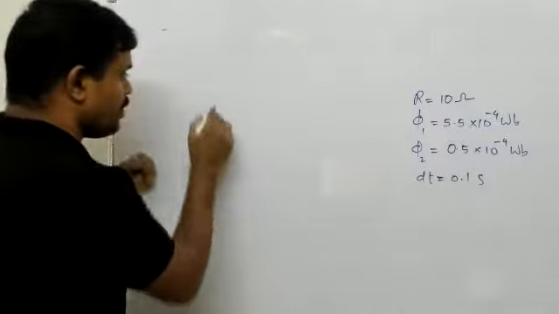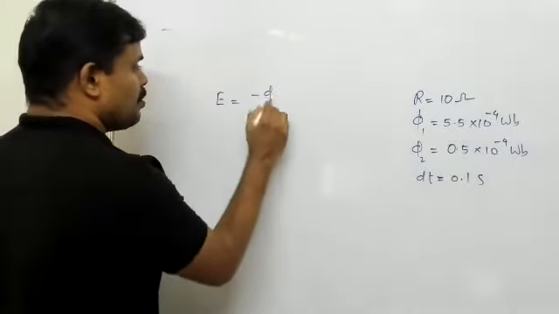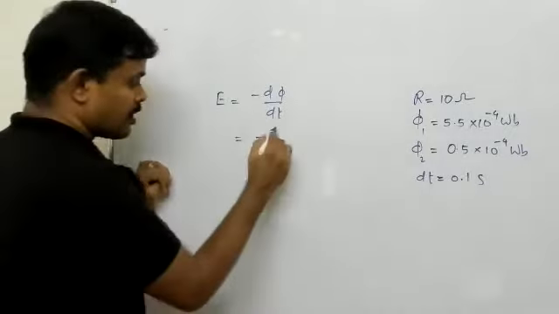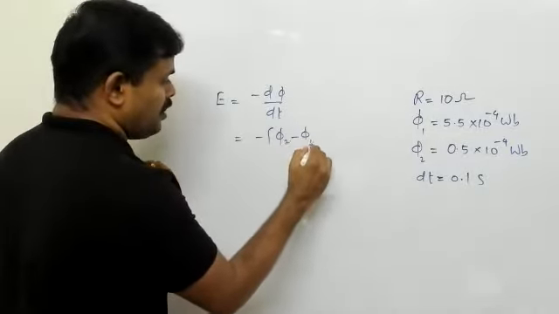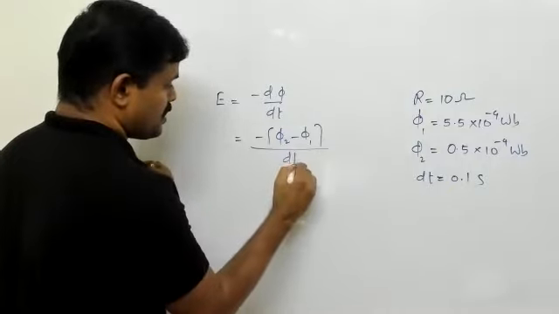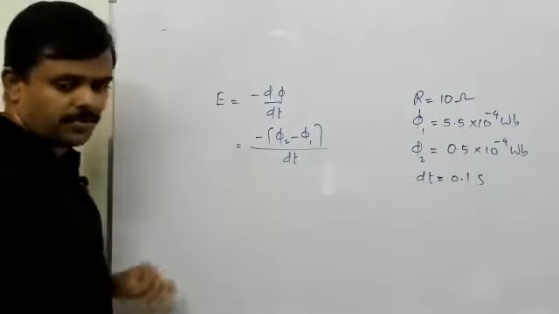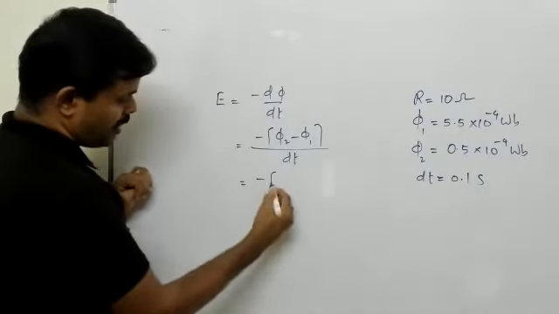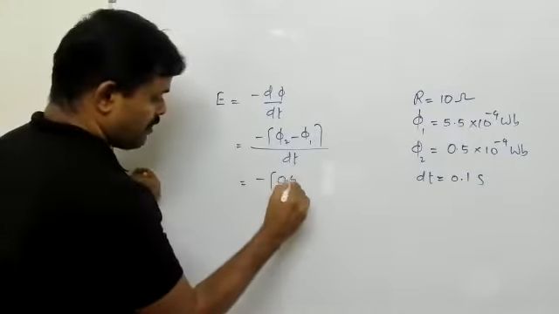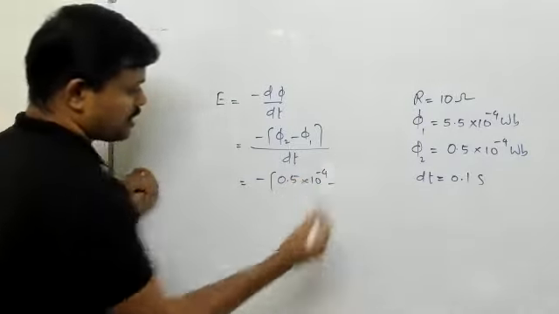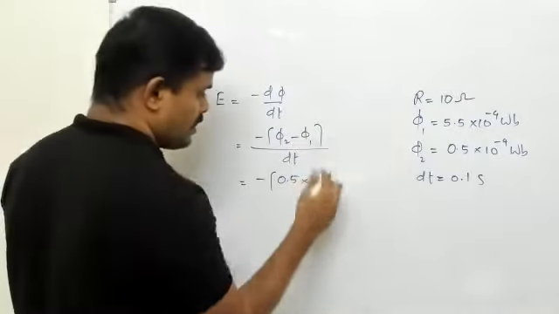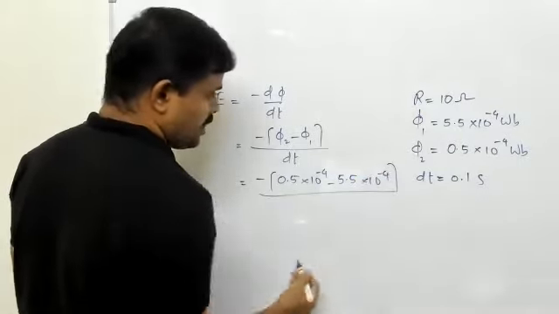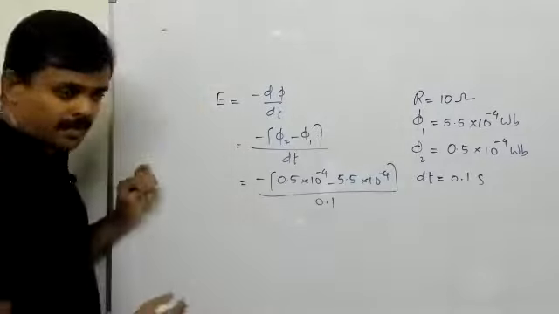What is the equation for EMF? EMF can be written as minus d phi by dt, right? That is minus of, what is d phi? d phi stands for difference in flux. So phi 2 minus phi 1 over dt. What are the values? I can put them over here. Minus of phi 2, 0.5 into 10 power minus 4, minus phi 1. Phi 1 is 5.5 into 10 power minus 4, over dt. dt is 0.1 second.